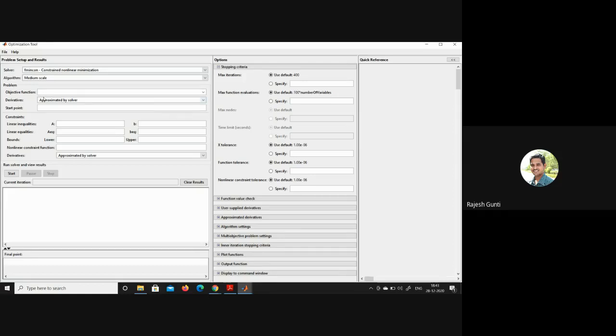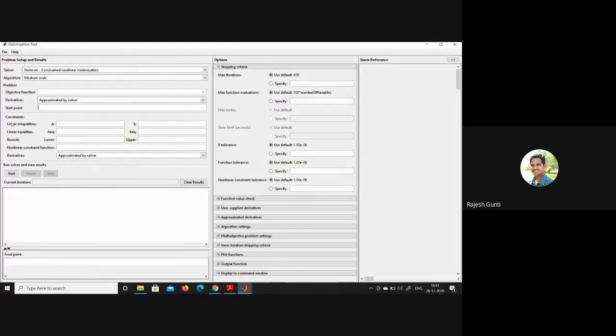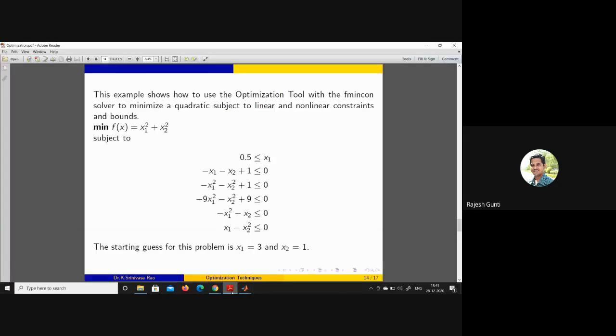That is the first thing. Next, the starting point. In this one, the starting point is very important. The starting point is x1 equal to 3, x2 equal to 1. Here we will mention the starting point. Now, linear inequalities. What is the linear inequality here? Minus x1 minus x2 plus 1 less than or equal to 0, that is, minus x1 minus x2 less than or equal to minus 1. Am I correct or not?